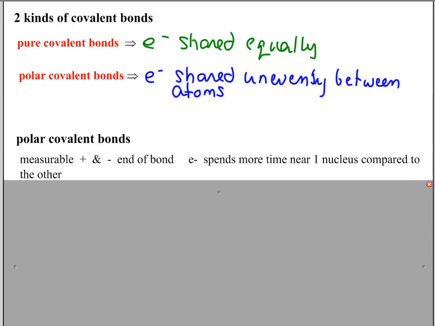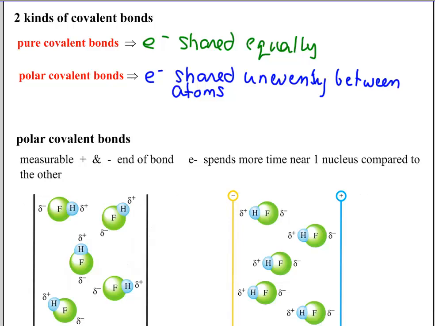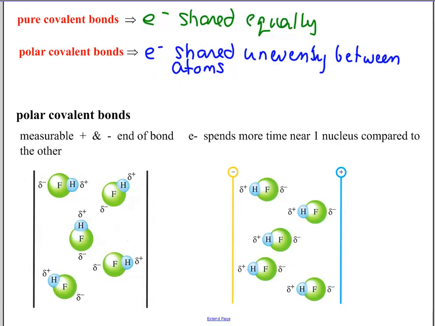For polar covalent bonds, because the electrons are not shared equally, that means the end that has the electrons closer to it is going to be slightly more negative, and the end that has the electrons further from it is going to be slightly positive. These are measurable. If we put hydrogen fluoride in an electric field, we can see this.